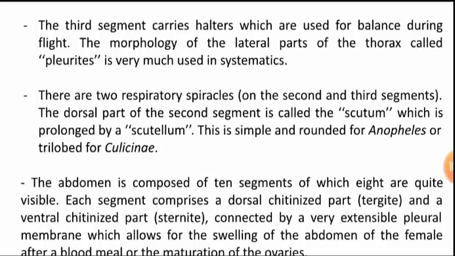The dorsal part of the second segment is called the scutum, which is prolonged by a scutellum. This is simple and rounded for Anopheles or trilobed for Culicini. And the abdomen is composed of 10 segments, of which 8 are quite visible. Each segment comprises a dorsal chitinized part and a ventral chitinized part, connected by a very extensible pleural membrane, which allows for the swelling of the abdomen of the female after a blood meal or the maturation of the ovaries.